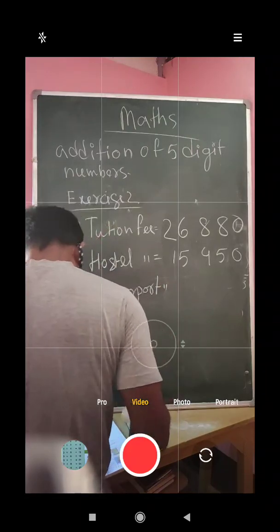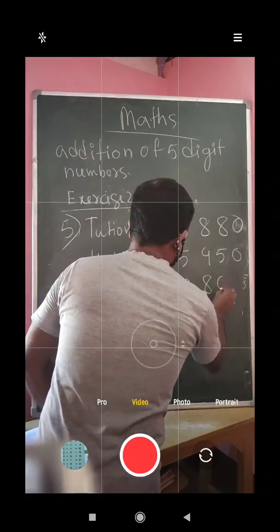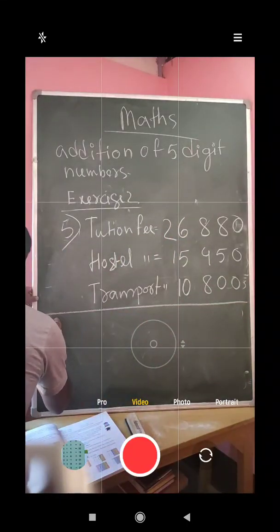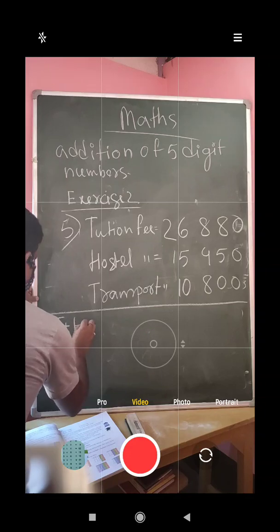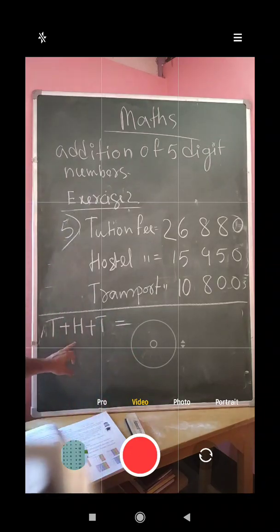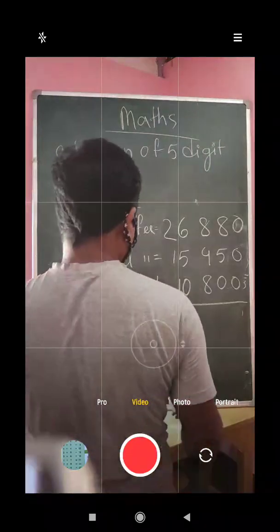Transport fee is 10,800. So we'll have to do tuition plus hostel plus transport equals. I have written the short form here, T as tuition, H as hostel, T as transport again. So we will do the addition.